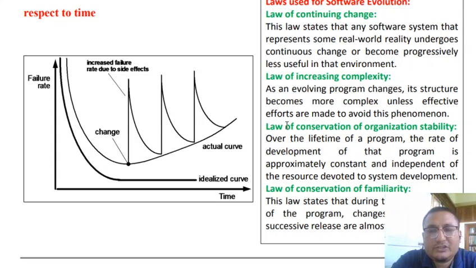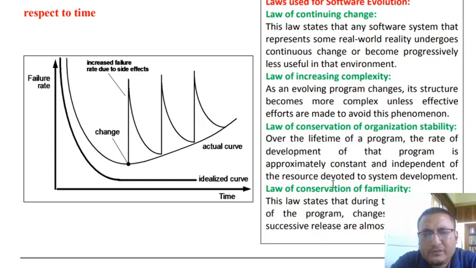Now, the law of conservation of organizational stability tries to address the fact that prior to the deployment and post the deployment, the rate of development should be approximately constant. So there should be almost an equal amount of change being introduced prior to the delivery and post the delivery of the software system. That means an equal amount of work should be done during the development phase as well as the maintenance phase. Now, the fourth law is the law of conservation of familiarity.